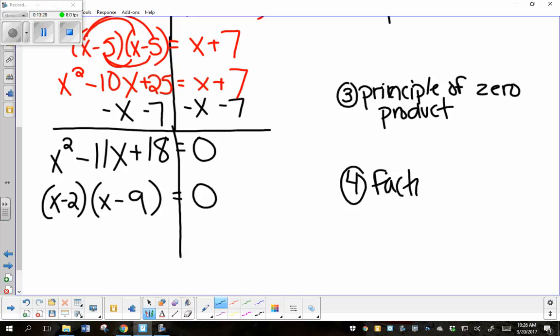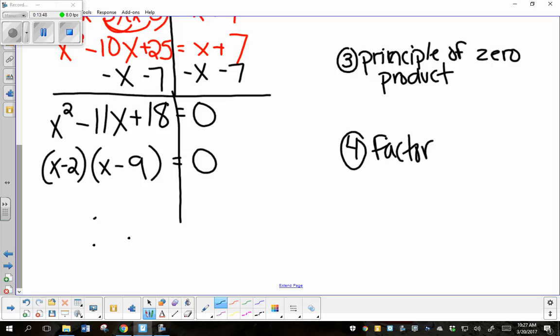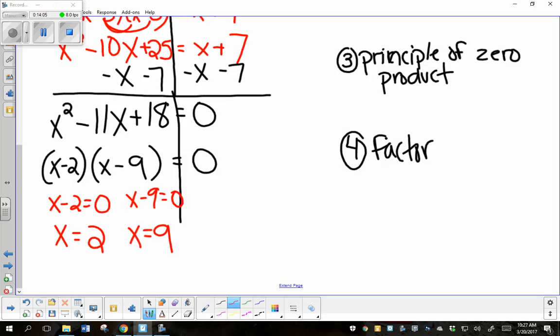Because we're using this principle of zero product, which says if I'm just left with a product on this side, so two things multiplied, if I'm multiplying two things together and it ends up being 0, one of those things must be 0, right? That's the only way I get 0 when I multiply things, is if one of the things is 0. So I'm going to get two answers here. It's whatever would make these things equal 0. So what minus 2 would give me 0? 2. So x equals 2. That's one answer. What minus 9 gives me 0? 9, right? So x equals 9.